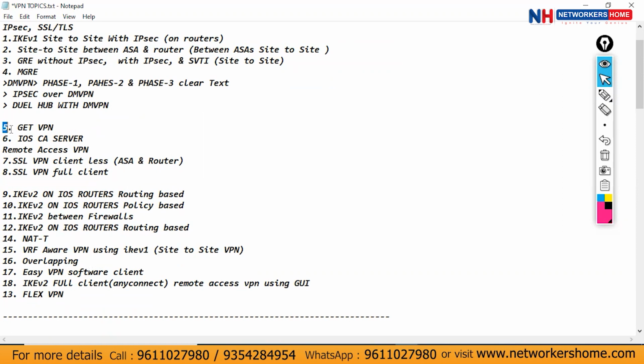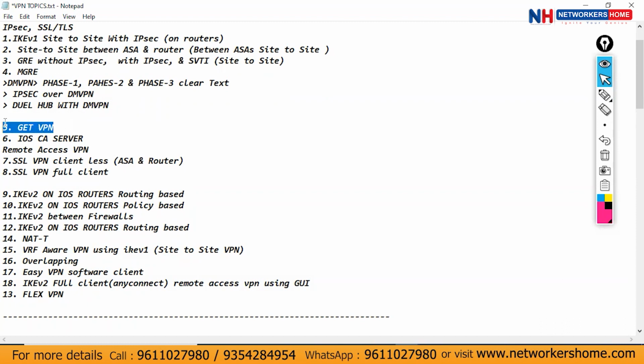From an examination perspective, GET VPN. Since version 3, version 4, version 5, GET VPN has been coming in the examination. Probably it will also come in your version 6. GET VPN is a kind of VPN which is Cisco proprietary, not used with any other vendors. We have the GDOI protocol used over here, a UDP-based protocol on port 848, I guess, which is an advanced form of your ISAKMP actually.